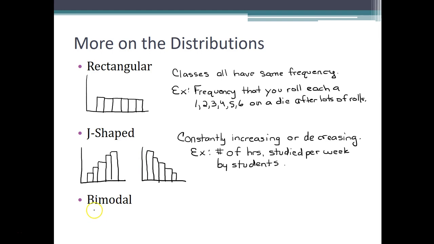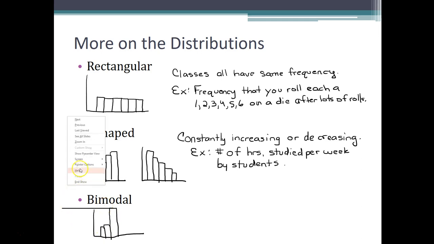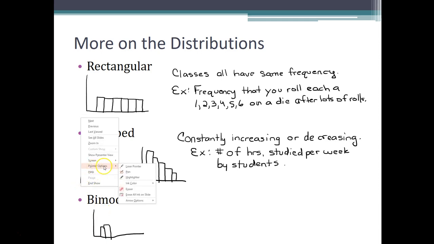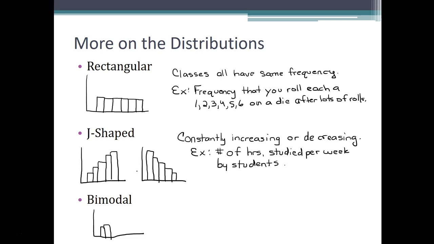Bimodal, you'll see your histogram and most of the bars will be kind of close to each other, but then suddenly you'll see some bar that shoots way up. Redraw that, sorry. Suddenly you'll see some bar that shoots way up. And then you'll see some more bars that are kind of clustered close to each other. And then you'll see another bar that shoots way up. I'm having a hard time drawing.